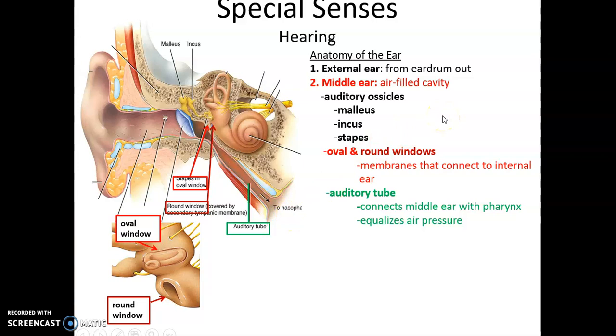And the auditory tube is important because it helps equalize air pressure on both sides of the tympanic membrane. Normally this is not noticeable at all, but if you are in an airplane and you feel your ears popping, that's when the auditory tube is equalizing that pressure.